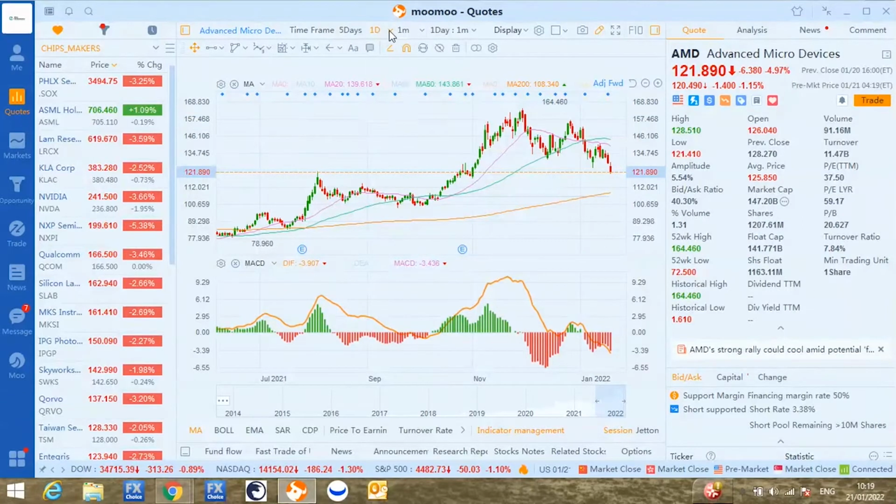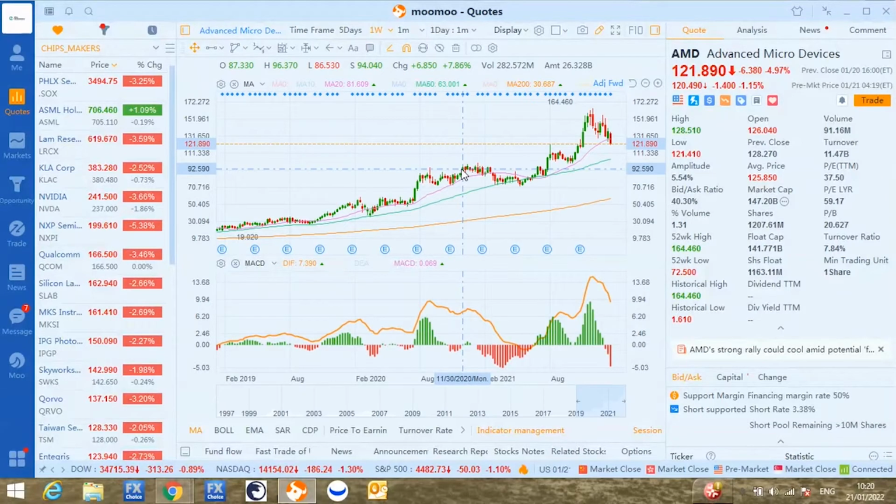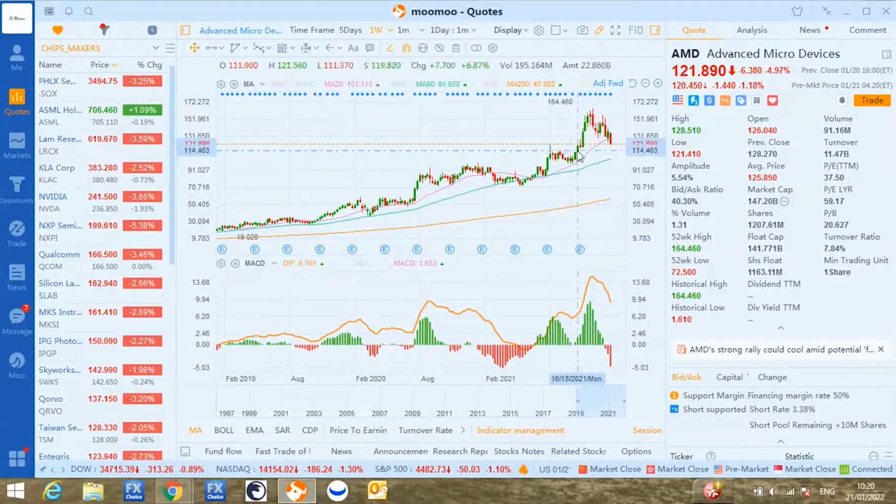However, with AMD, let's look at the weekly chart. Sometimes you need to start with the daily chart, then the weekly chart, then the monthly chart. It gives you a clearer picture. On the weekly chart here, we can see that it has actually just gone below the 20-day moving average. This is a beautiful chart anyway, just by the way.